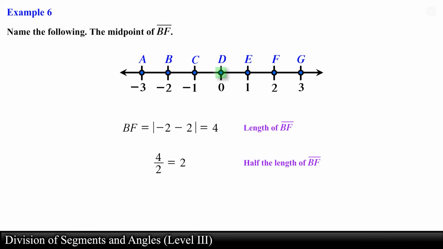Notice that point D is 2 units away from both point B and point F, so we can conclude that point D is the midpoint of segment BF. Okay, let's take a look at the next example.